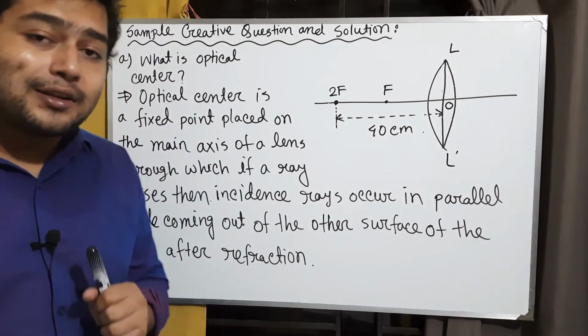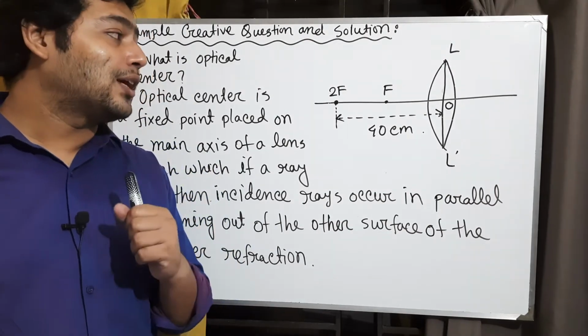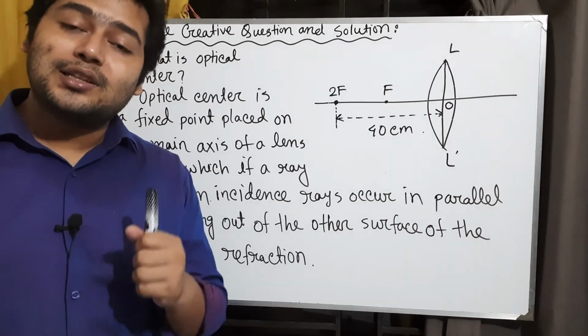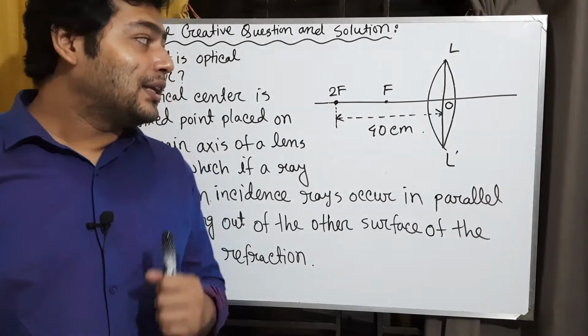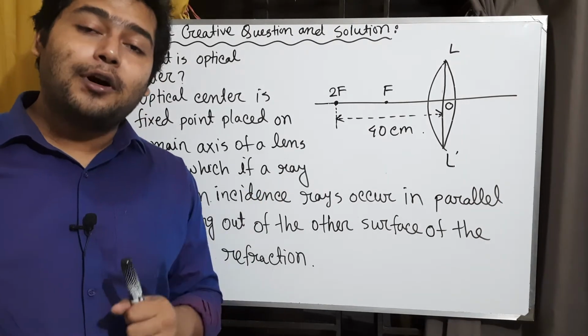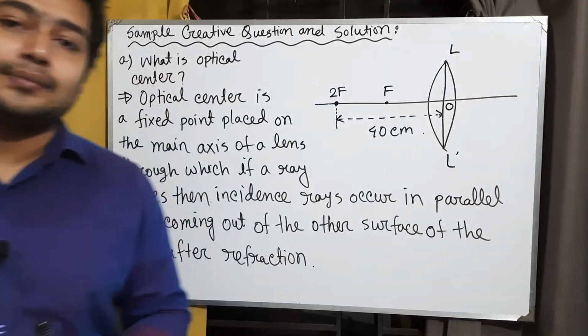Optical center is very important for lens study, because all the distances of these lenses, such as the distance of the object, the distance of the image and the focal length, are measured from this optical center.